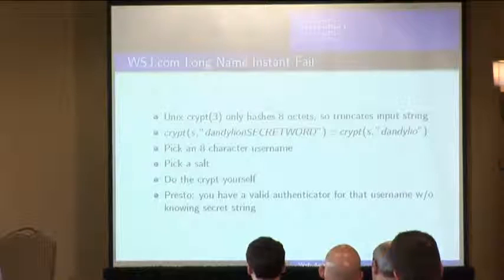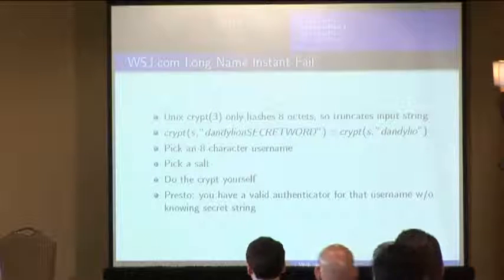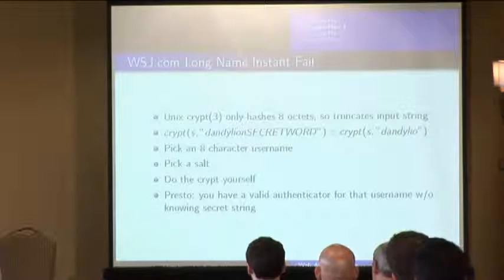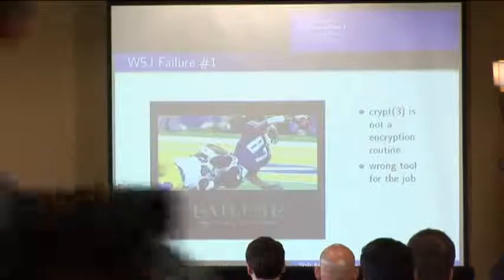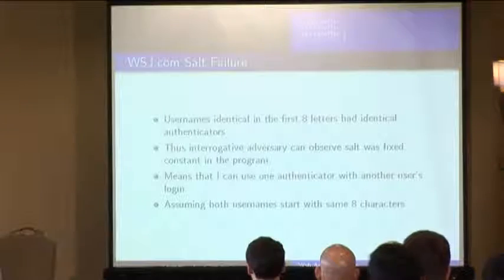I guess they base this on the username. You pick an 8-character username, you pick a salt, you do the crypt yourself, and now you have a valid authenticator to the WallStreetJournal.com without even knowing the secret string, right? So crypt isn't an encryption routine. I'm sorry, that's a failure, and it says when your best isn't good enough. It was the wrong tool for the job.